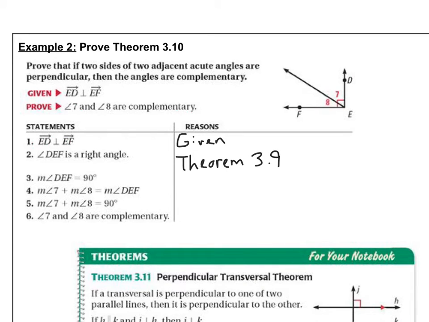Number 3 here, the measure of angle DEF is equal to 90 degrees. Theorem 3.9 told us that it was a right angle. Step 3 here, saying that it is equal to 90 degrees, is just the definition of a right angle. We know that it's equal to 90 degrees. So definition of right angle.